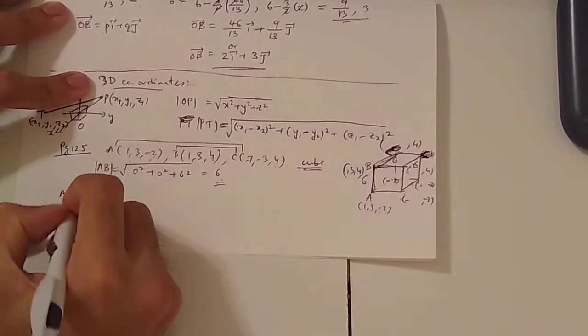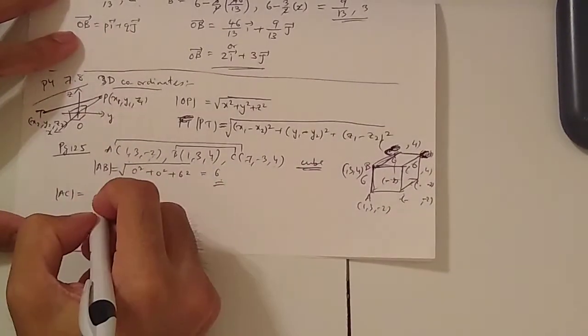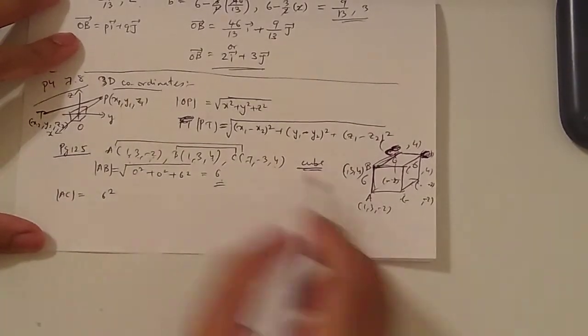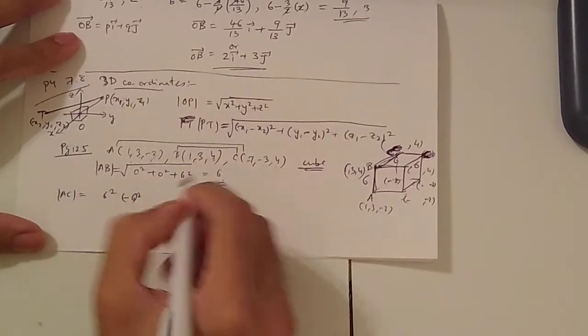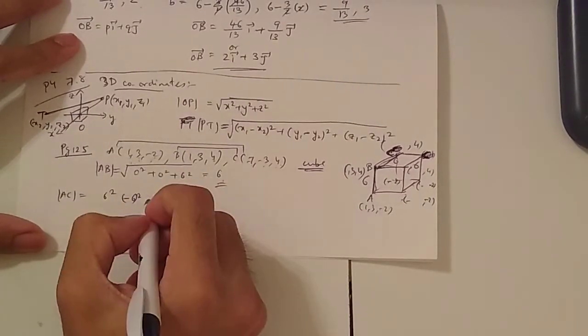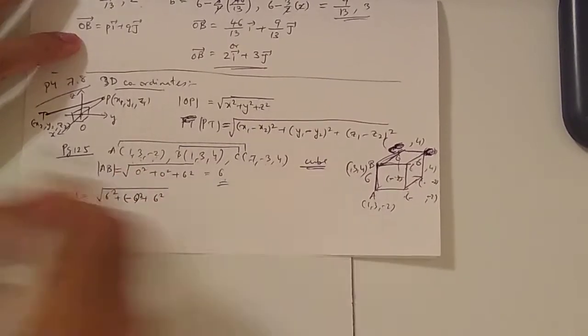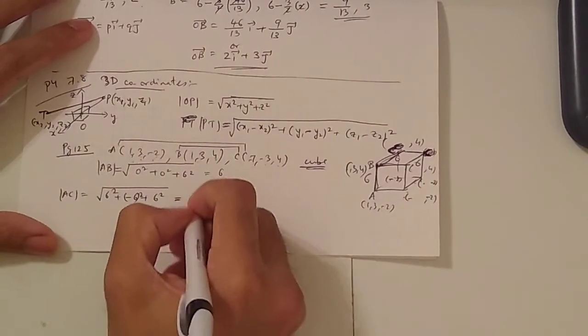AC is going to be equal to the square root of (7 minus 1) the whole square, which is 6 square, plus (3 minus negative 3) the whole square, which is 6 square, plus (4 minus negative 2) the whole square, which is 6 square. And this is going to be equal to 6 times √3.